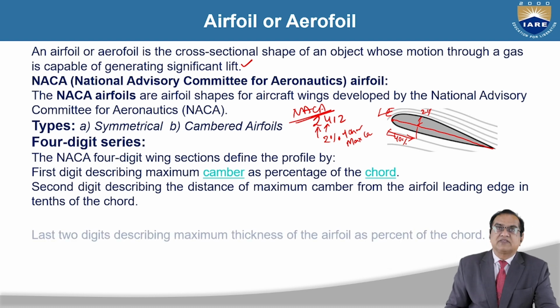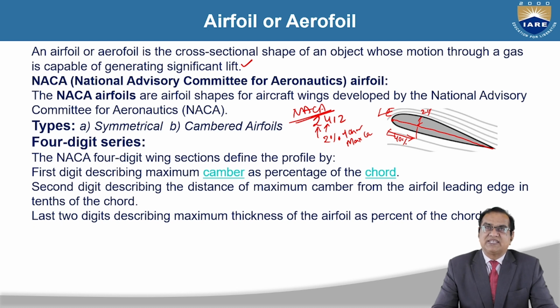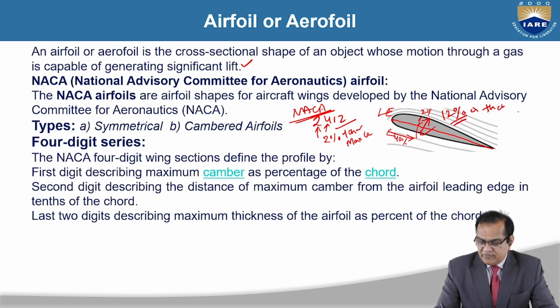And the last 2 digits describe the maximum thickness of the airfoil as a percentage of the chord. So this 12 means the maximum thickness is 12 percent of the chord. It means if the chord is 100 millimeter, 12 millimeter is the maximum thickness and 2 millimeter is the maximum camber.